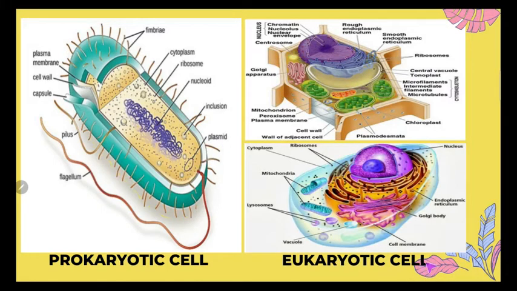Okay, for eukaryotic cells, this one is the structure of the plant cell. So this is all the organelles and structures that can be found in plant cells, and this one is the structure of the animal cell.